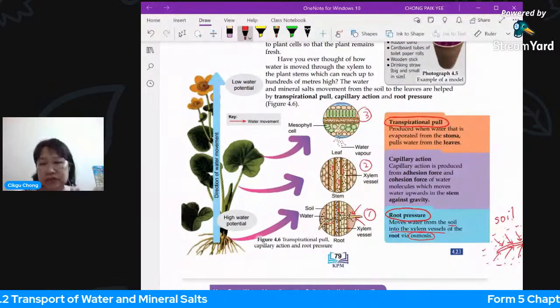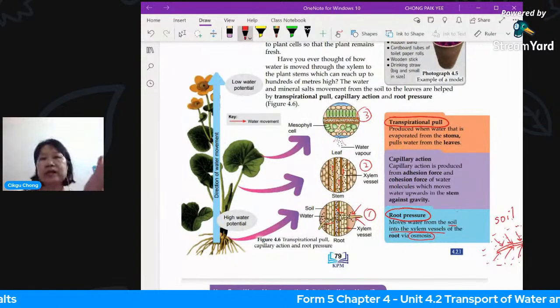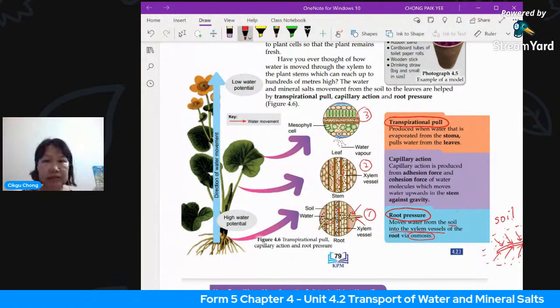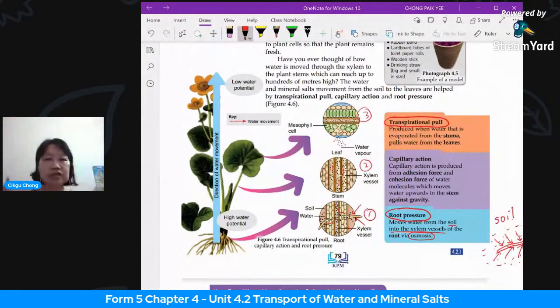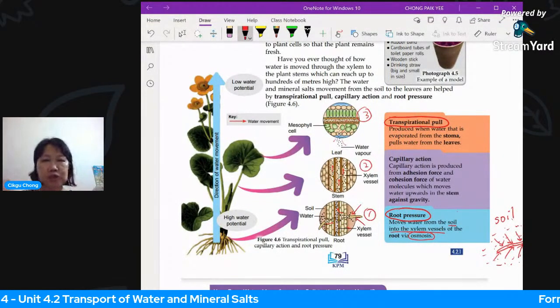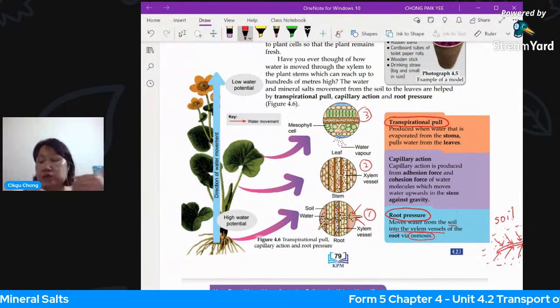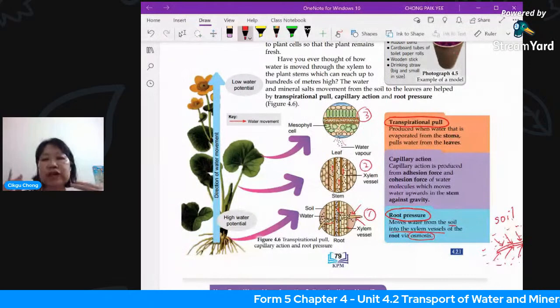This is actually a popular question in the essay part. In the essay part, when they ask you to explain or describe the process which causes the water to be transported from the root to the stem and also to the leaves, you have to explain all three.